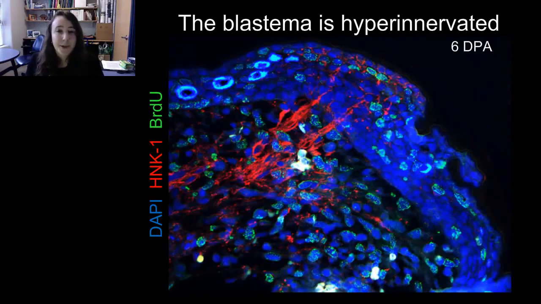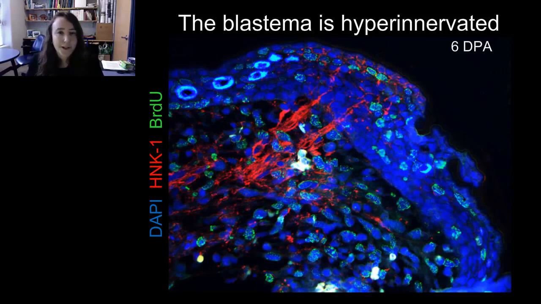And this is an immunohistochemical stain showing how intimately nerves contact that growing limb early on in the process. This is day 6 DPA, or days post-amputation, and the nerves are stained in red. And you can see that that nerve is innervating that growing blastema very, very closely.